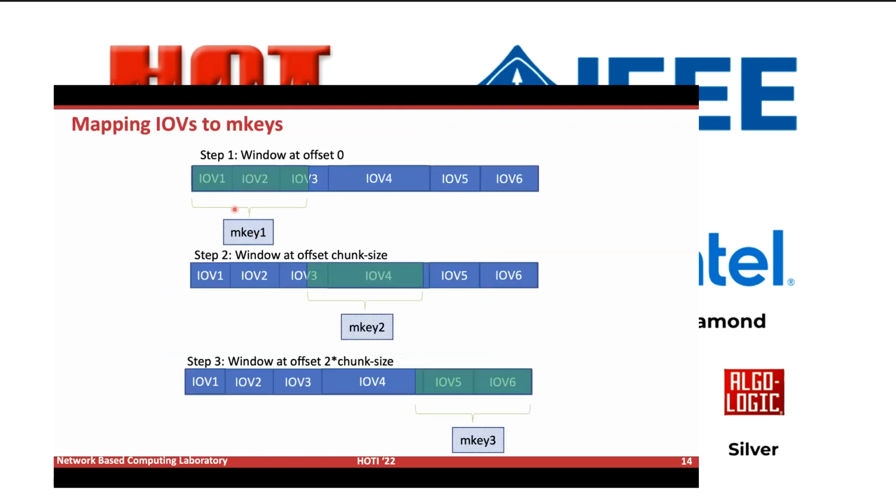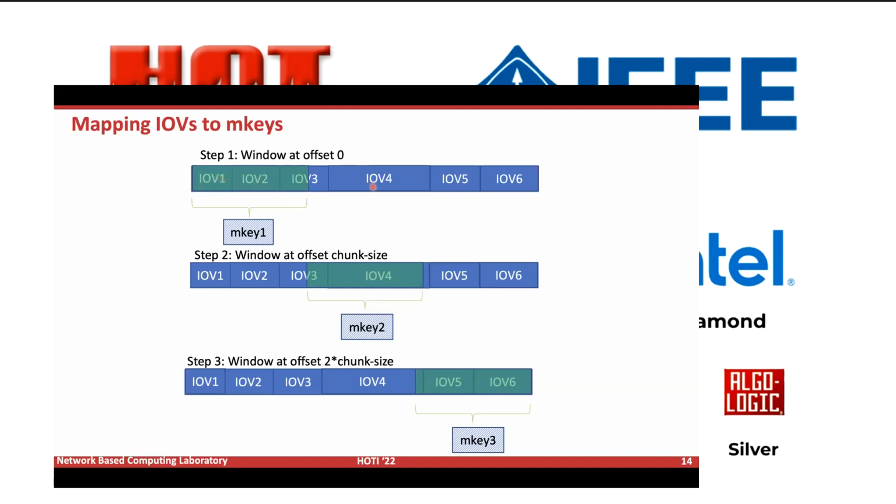So in this slide, we show how we map the M keys to the memory regions. For simplicity, we first fix a particular chunk size, and we use a sliding window-based approach to map M keys to these IOVs. First of all, a single M key cannot be mapped to all IOVs because of hardware limitations. So we first fix a chunk size, and in this case, the first M key and the first chunk size covers the IOV 1 and 2 and some portion of IOV 3.